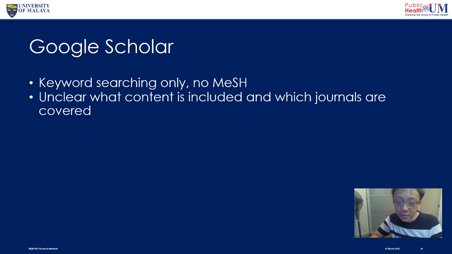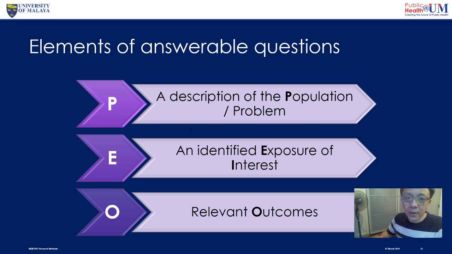If you say you're going to search using Scopus and PubMed, that's fine. Google Scholar is just for when you want to search for full text. Then you can use Google Scholar to search for full text. So for the elements of an answerable question, we can go back to P, population, E, exposure, and outcome.